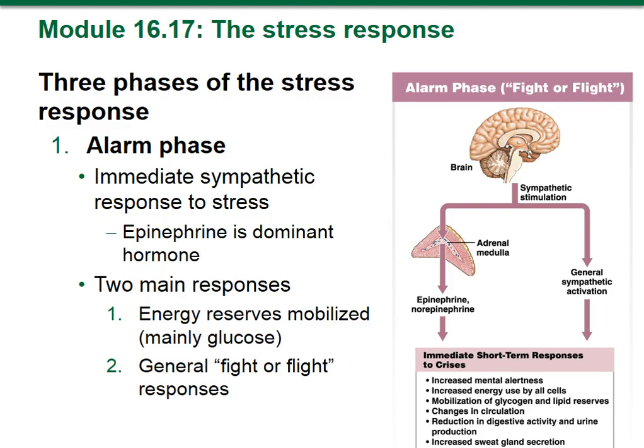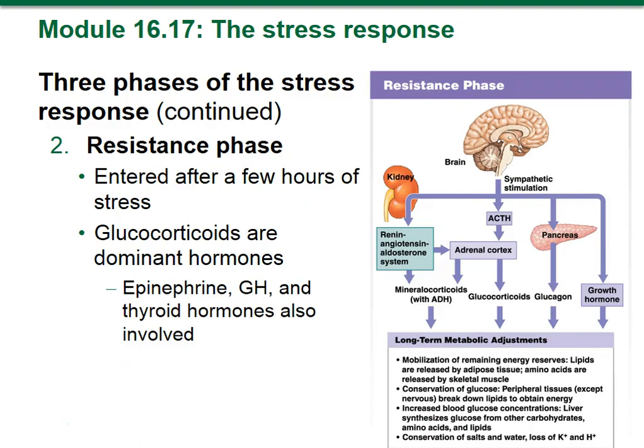So alarm phase, again, is the immediate sympathetic response. Epinephrine is the dominant hormone. You have two main responses. Energy reserves are mobilized, mainly glucose. The general fight or flight responses occur. Then you go into the resistance phase. That happens after a few hours of stress. The glucocorticoids are the dominant hormones. So here we have epinephrine, growth hormone, thyroid hormone.